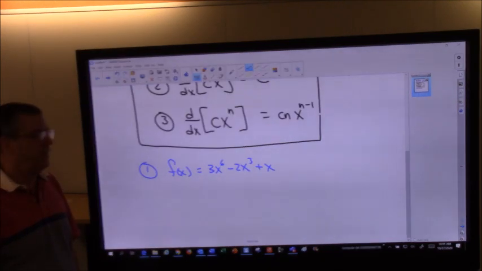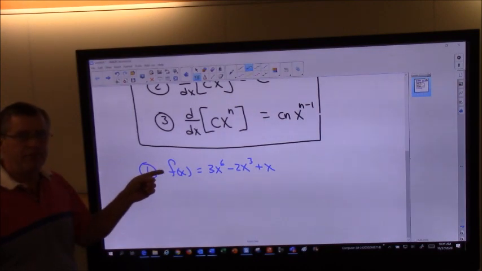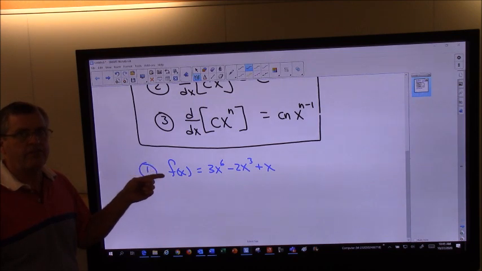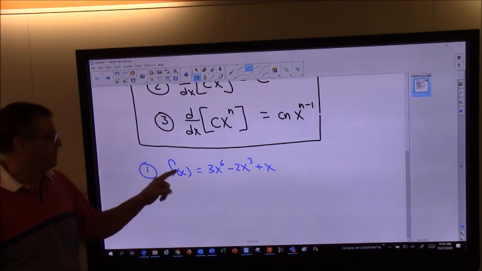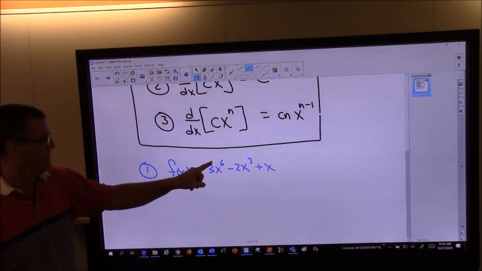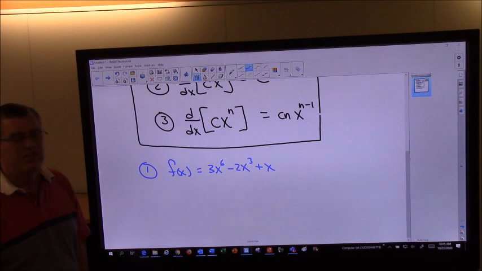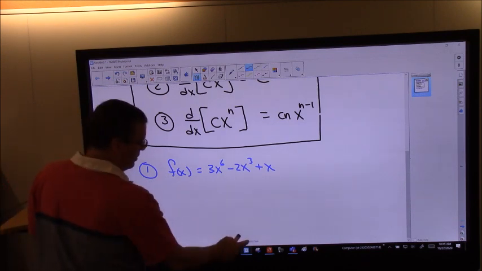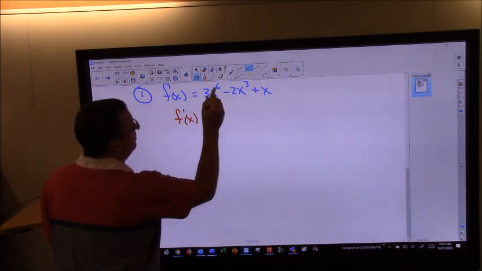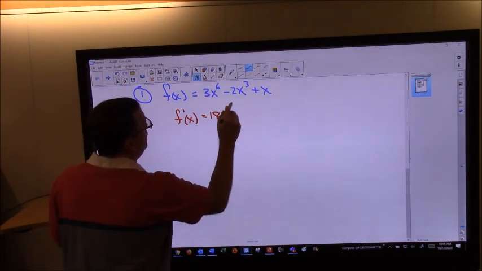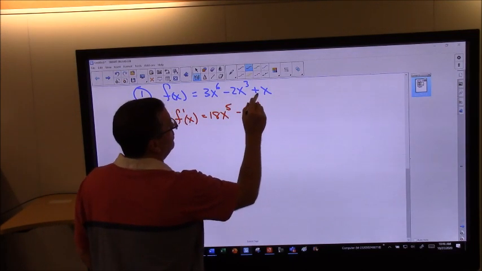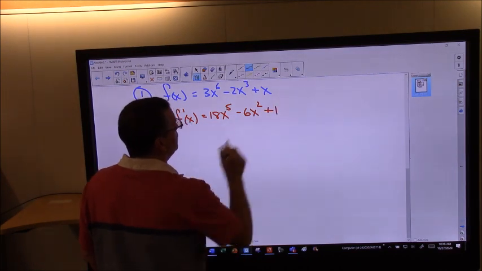You guys should all be smiling right now, because if we were using our definition of a derivative, this would probably take us about 10 to 15 minutes. Because we've got to do x plus delta x, or x plus h, to the 6th power, and we also have to cube it. So it's going to take a while to get that information. But f prime of x equals 18x to the 5th minus 6x squared, constant times x, that's just 1.